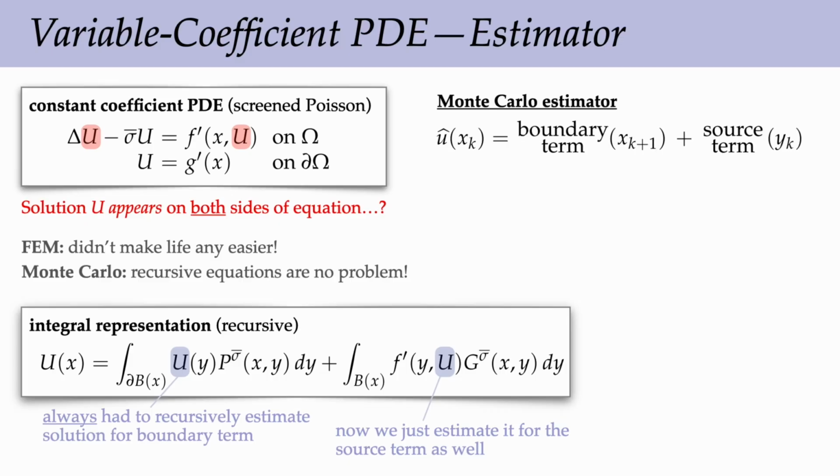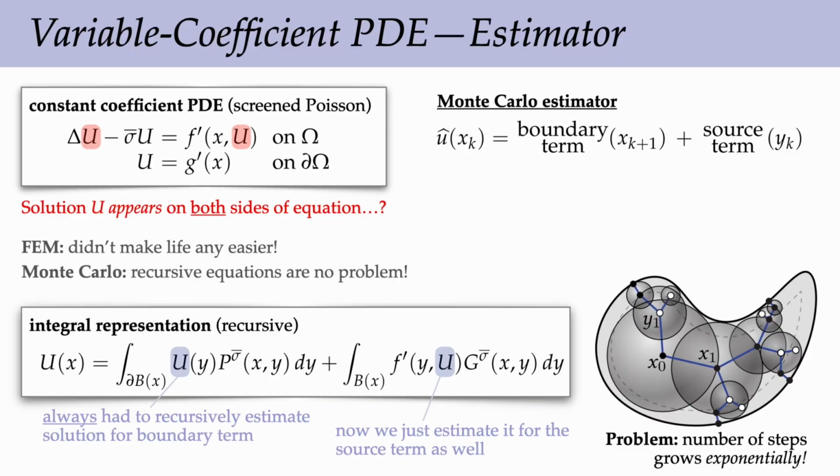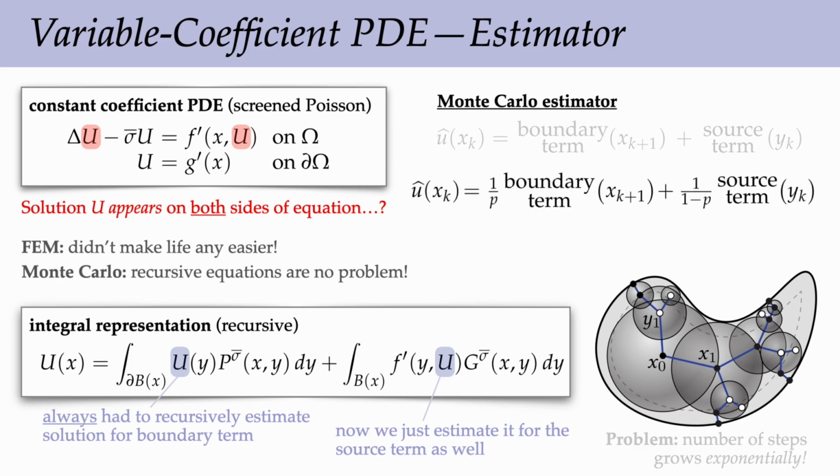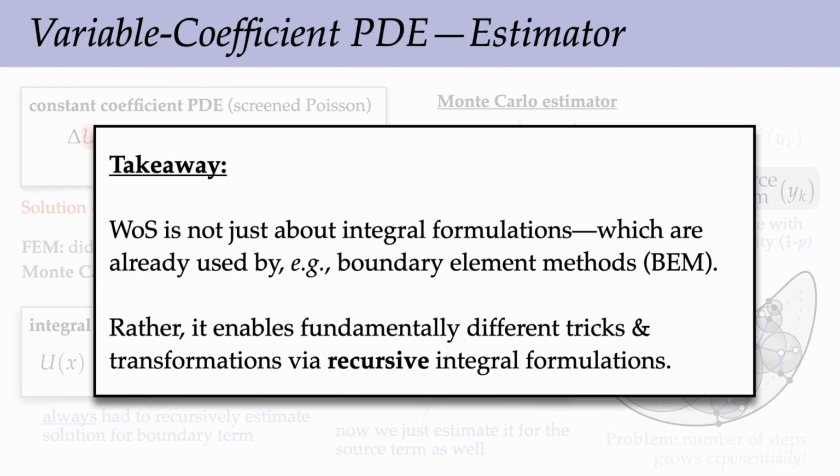To evaluate the solution at a point x sub k, we estimate the boundary term at a point x sub k plus 1 sampled from the sphere, and we estimate the source term at a point y sub k sampled inside the ball. Now, if we do this naively, we have a problem because the number of samples we need is growing exponentially. We have 2 new samples for each sample. So what we can do instead is just flip a biased coin. Sometimes we sample the boundary term, sometimes we sample the source term, and then we just weight these 2 terms appropriately.